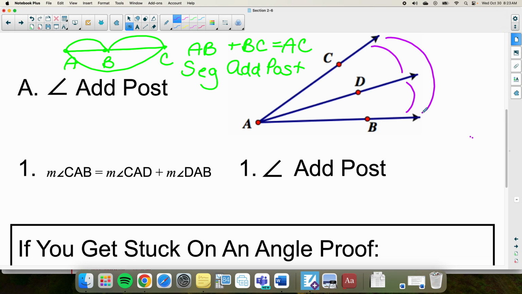So like they did the first, they took the big angle, so they called it measure of angle CAB, and then they said that that was equal to measure of angle CAD, which is this one.